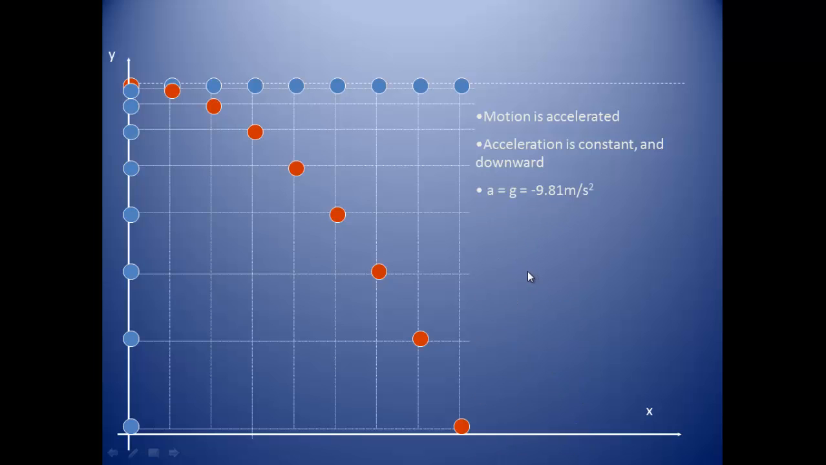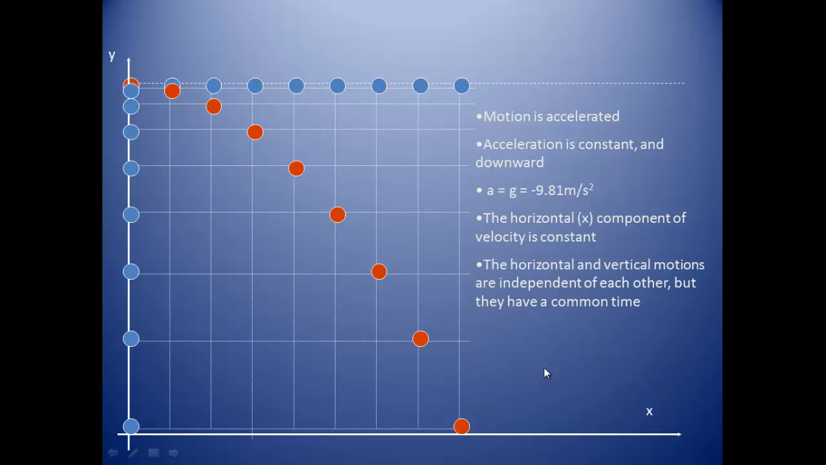All right, we know that gravity acts at 9.81 meters per second squared. Generally, we would say it's got the symbol g. The horizontal component of velocity is constant. Horizontal and vertical motions are independent of each other. They're the key things that you need to understand about projectile motion.